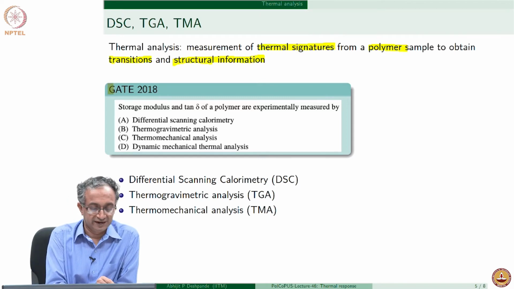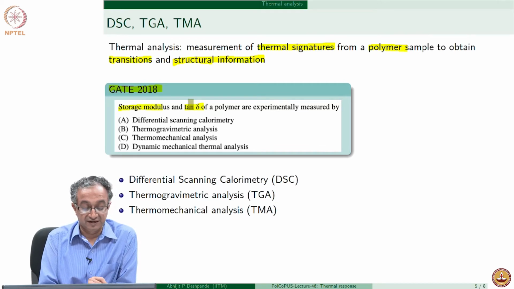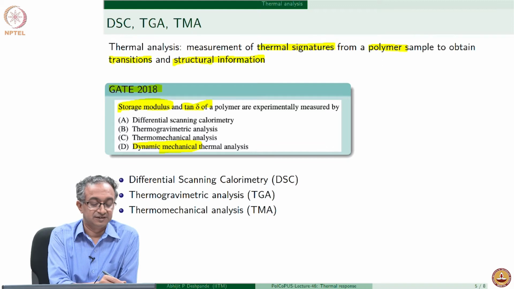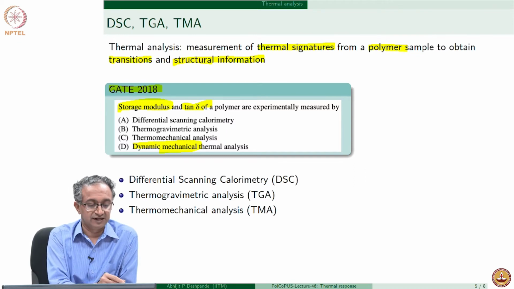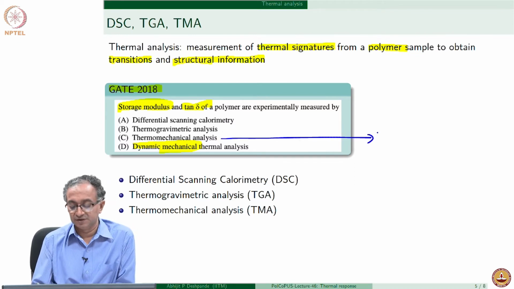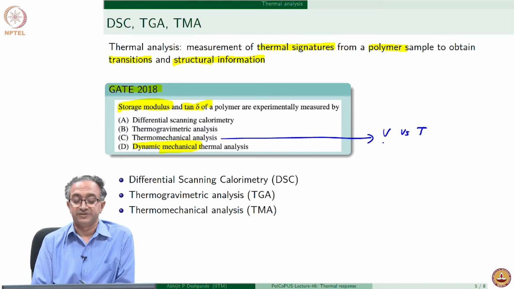And so, just to highlight the question related from exam, where storage modulus and tan delta are experimentally measured using all of these techniques, the answer to this is the one mechanical which can measure this modulus, while these three others predominantly measure the thermal signatures. However, the thermomechanical analysis which is nothing but measuring volume as a function of time, or it is also called dilatometry, can also measure some mechanical response.